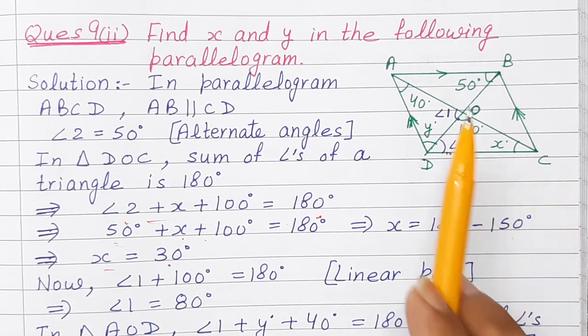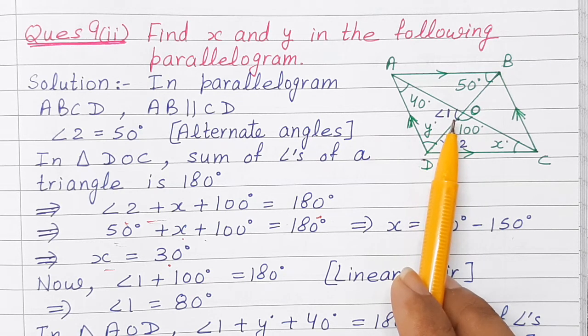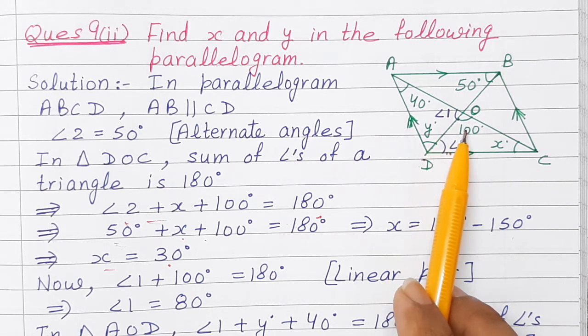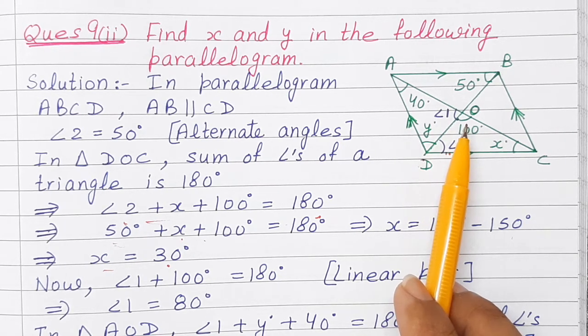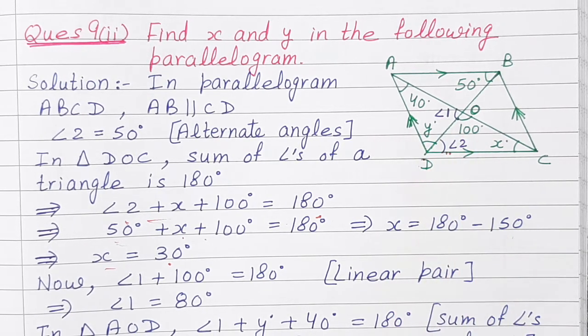So we have found one of the angles, that is 30 degrees. Now children, angle 1 plus 100 is 180 degrees. Why so? Linear pair. The sum of angles on a straight line is 180 degrees. Clear? So angle 1 is how much? Angle 1 will be 80 degrees.